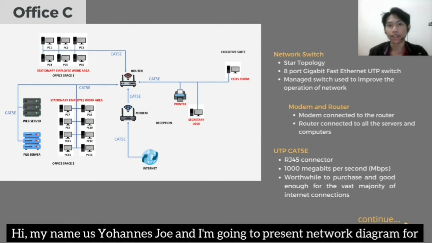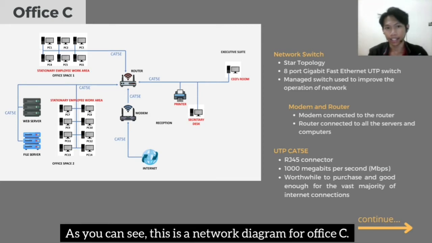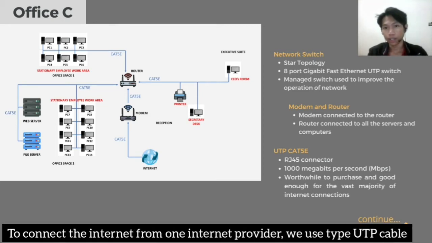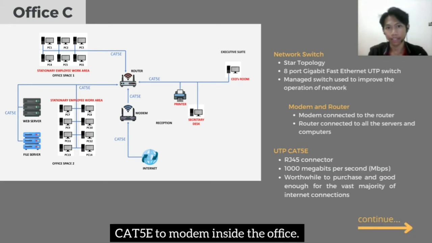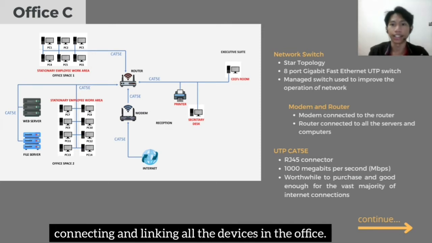Hi, my name is Jonas Jo and I'm going to present the network diagram for Office C. As you can see, this is the network diagram for Office C. To connect the internet from one internet provider, we use a UTP cable CAT5E to the modem inside the office. UTP CAT5E cable is a standard cable that is being used for connecting and linking all the devices in the office.